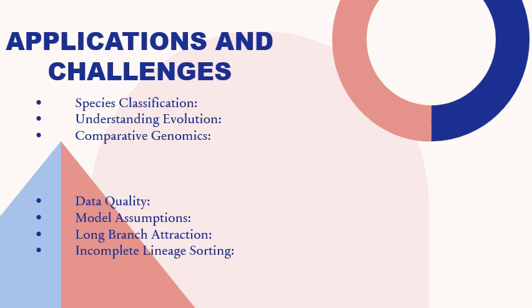Or long branch attraction. Some methods may be prone to artifacts when analyzing distantly related taxa with long branches. And lastly, incomplete lineage sorting. Complex evolutionary histories can lead to incongruences between gene trees and species trees.